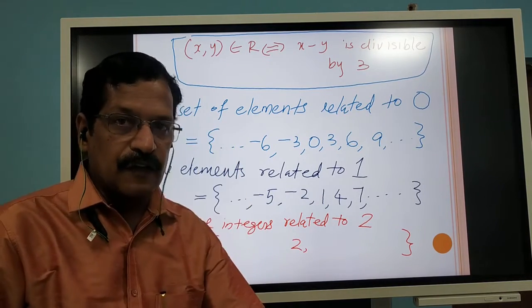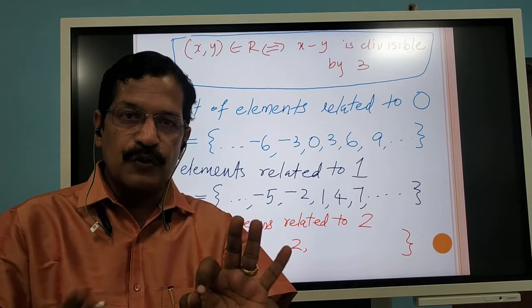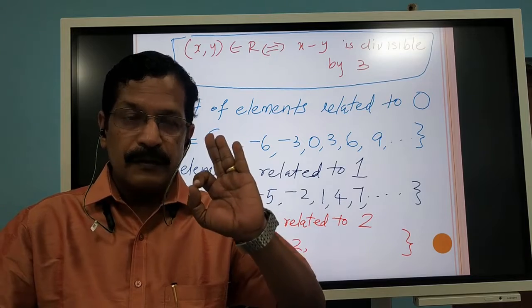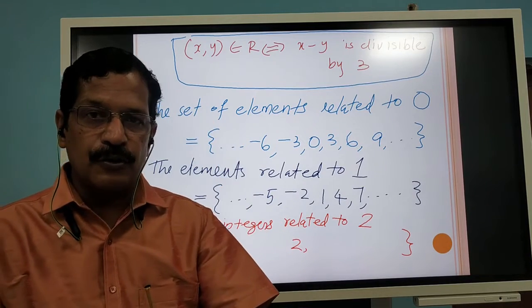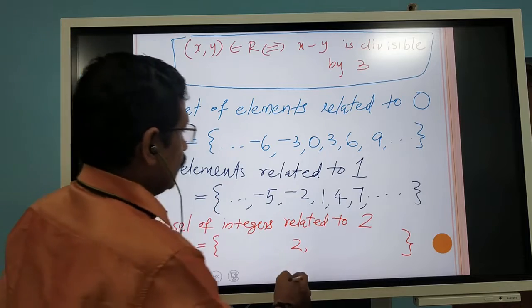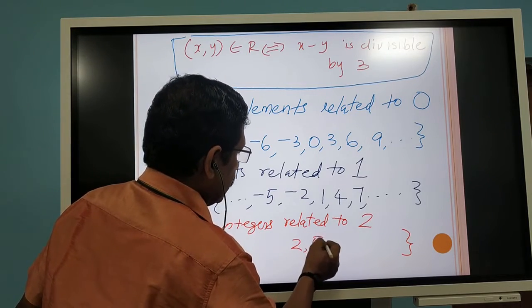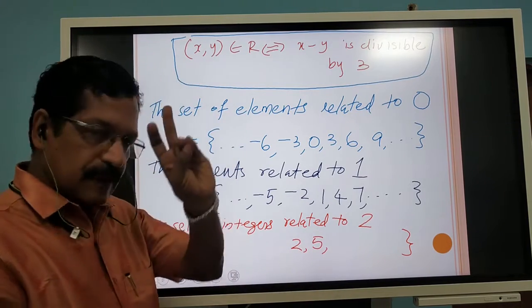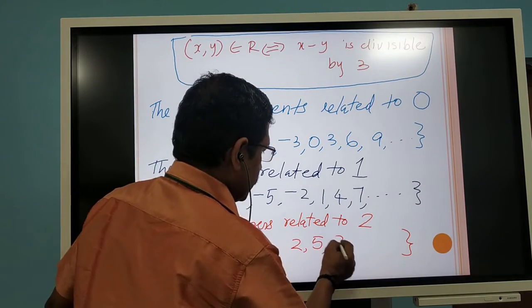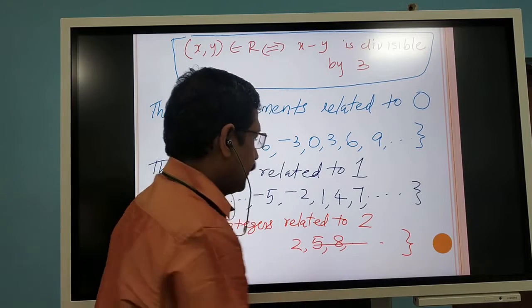Whether 4 is related to 2? 4 minus 2 is equal to 2, it is not divisible. Whether 5 is related to 2? 5 minus 2 is equal to 3, is divisible. So 5 is possible. 6 not possible. 7 not possible. 8 minus 2 is equal to 6. So 8 possible. Excellent.